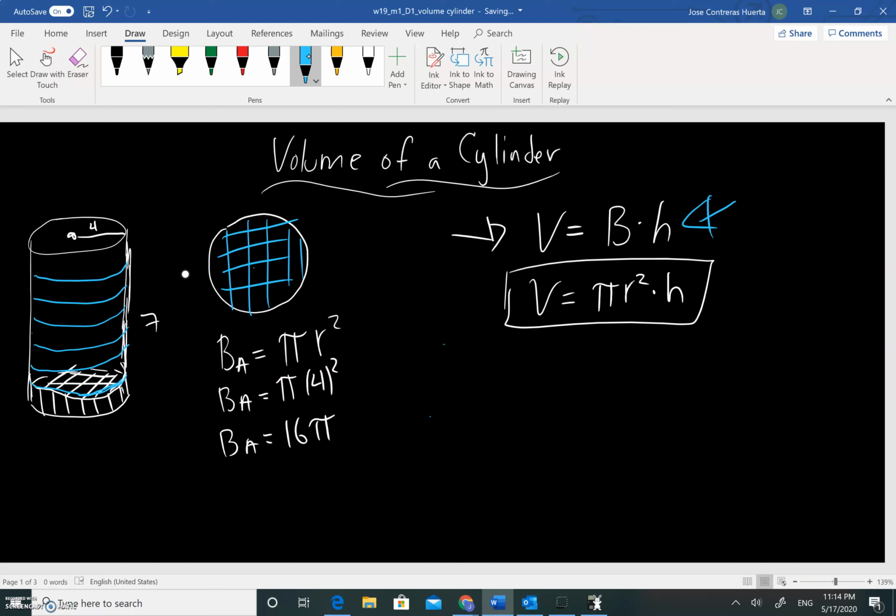And then after that, you can go ahead and derive it, because the formula that we're going to be using is this one, pi r squared times height. And that makes sense, right? Because pi r squared is our area, and then you just multiply times the height. So let's go ahead and work this out.